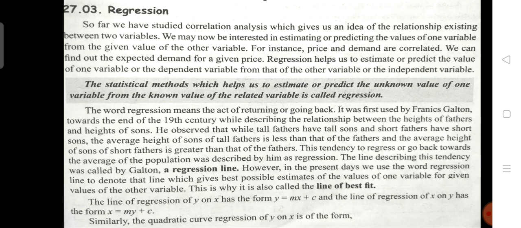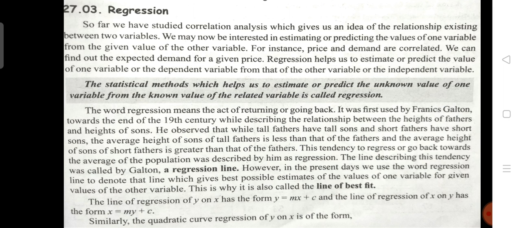So regression helps to predict or estimate the value of one variable, the dependent variable, from the independent variable. The line for the tendency is the regression line, and the line which gives the best possible estimates of the value of one variable for a given value of the other variable is the line of best fit.